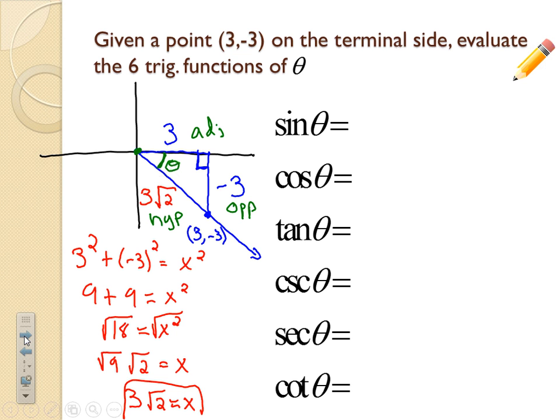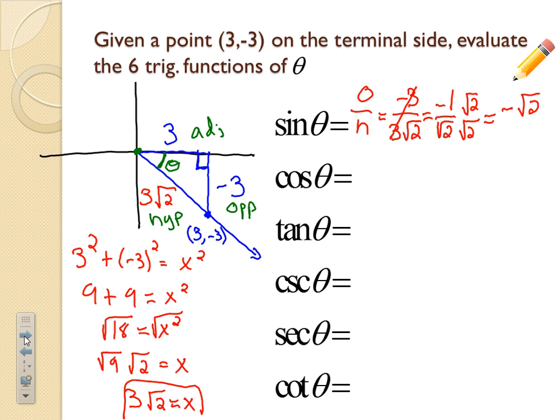So on our first one, when we're working with sine, sine is opposite over hypotenuse. So the opposite is negative 3, and the hypotenuse is 3 square roots of 2. Now we can't have a square root on the bottom, and this has to be simplified. First thing, my 3's can cancel, so I get negative 1 over the square root of 2. To get rid of the square root of 2, we have to multiply the top and the bottom by the square root of 2. So I get negative square root of 2 all over 2 as my final answer for sine.